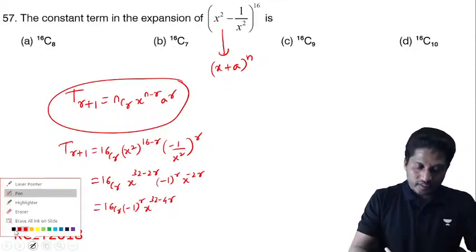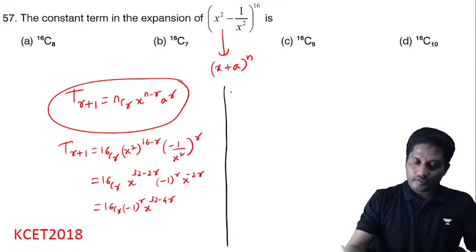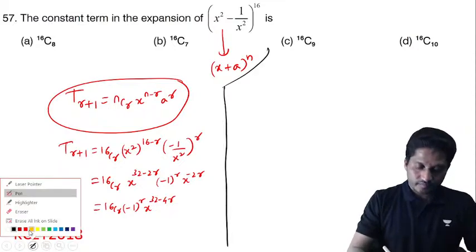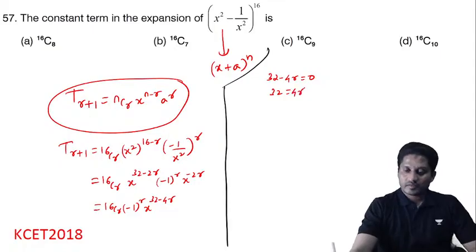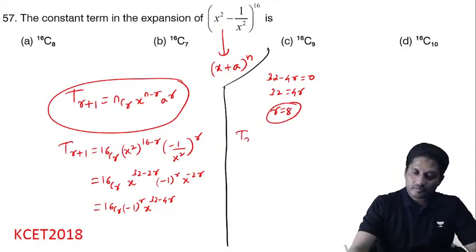I'm going to find the constant term, right? I'm going to put the power as 0. 32 minus 4r is equal to 0. 32 is equal to 4r. r is equal to 8. If I substitute, T r plus 1 is equal to 16C8 minus 1 power 8 x power 0. So the constant term will be equal to 16C8 only. Minus 1 power 8 is plus.